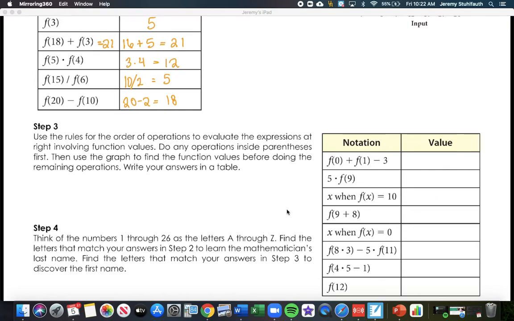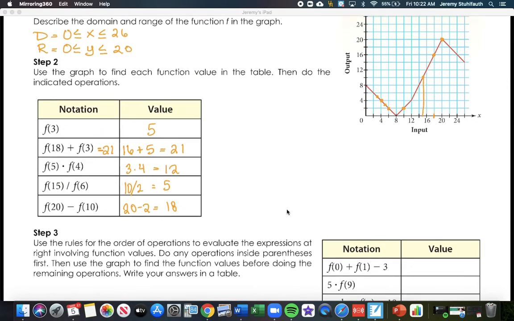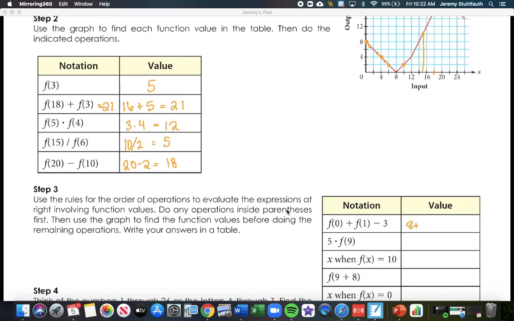So the first thing that we have is f of 0 plus f of 1 minus 3. So f of 0 is 8. f of 1 appears to be 7, minus 3. So we have 8 plus 7 minus 3. That would be equal to 12. So f of 0 plus f of 1 minus 3 is 12.